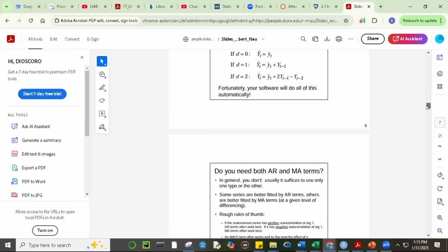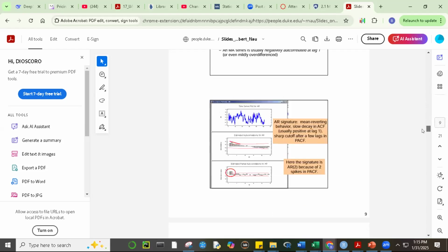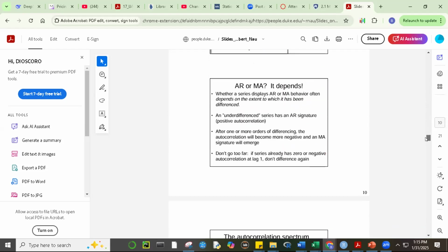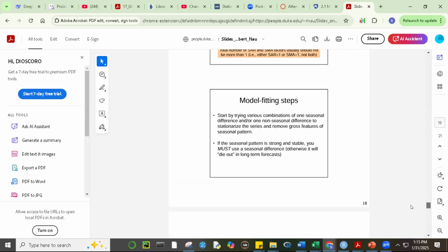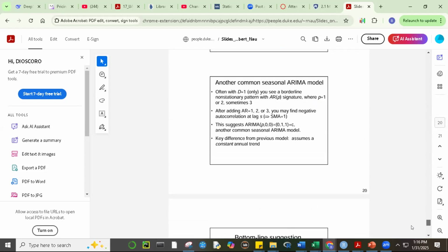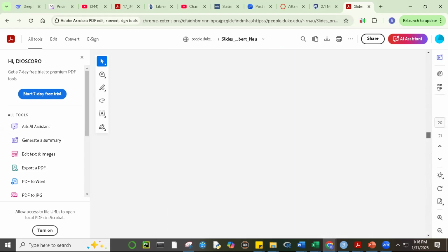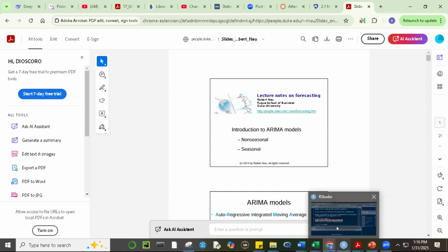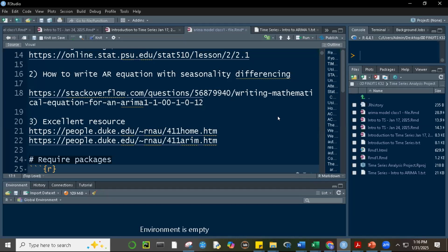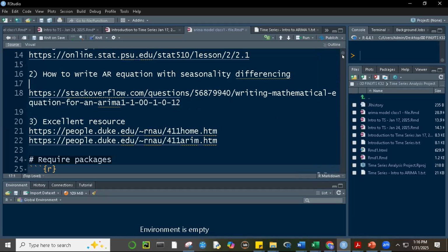All right, so I leave you, class, to just peruse over this and take a look at what these references can provide for you in your search for knowing something more about the ARIMA model.